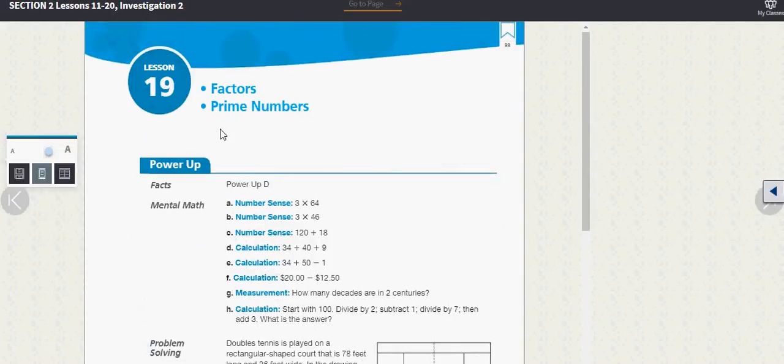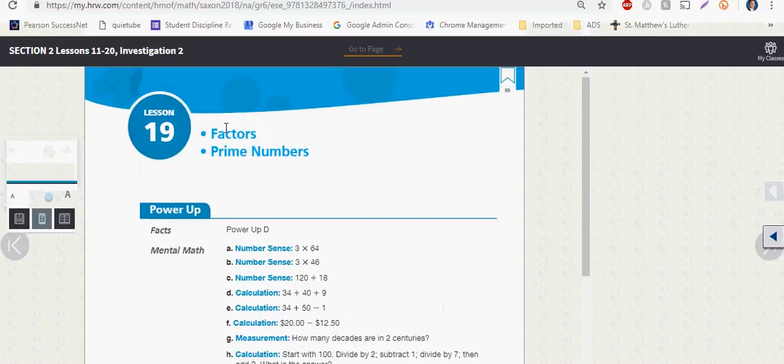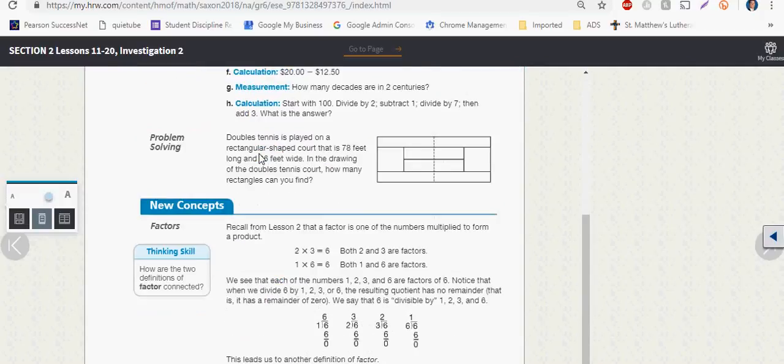Hey there, Course 1, Lesson 19 talks about a couple of things: what factors are again, and then what prime numbers are, which means numbers that don't have a lot of those factors. Let's dive right in.